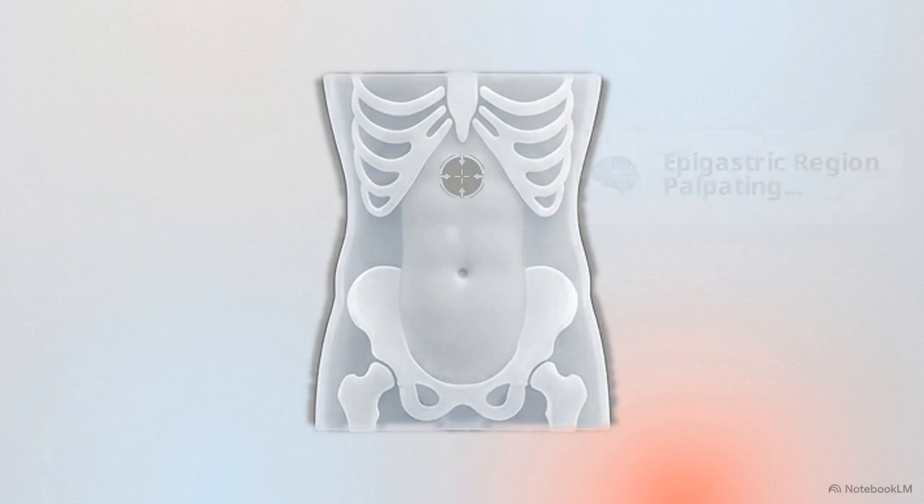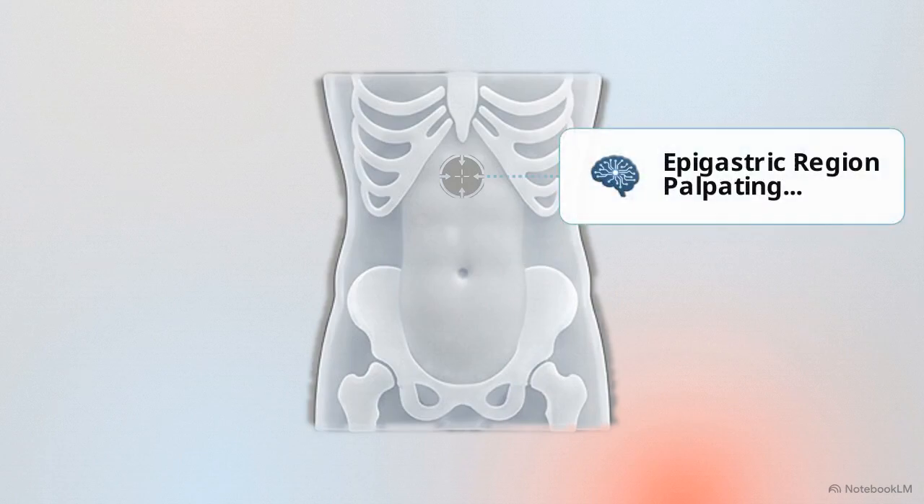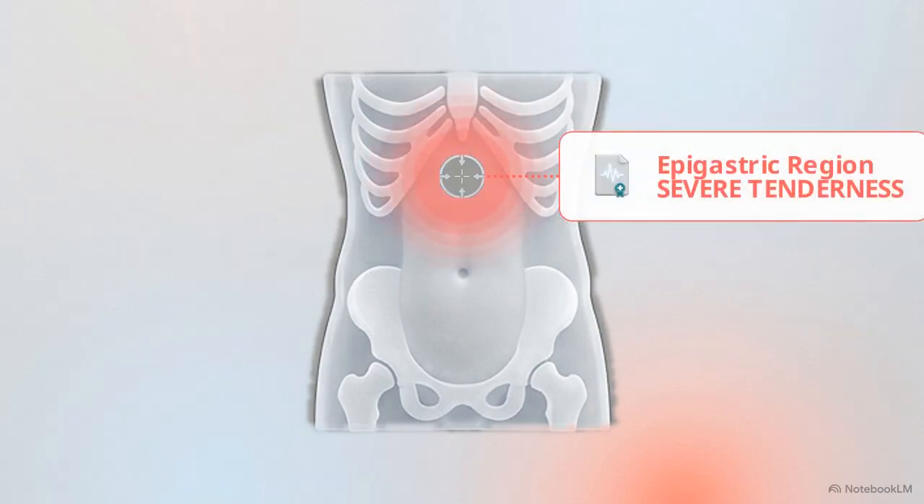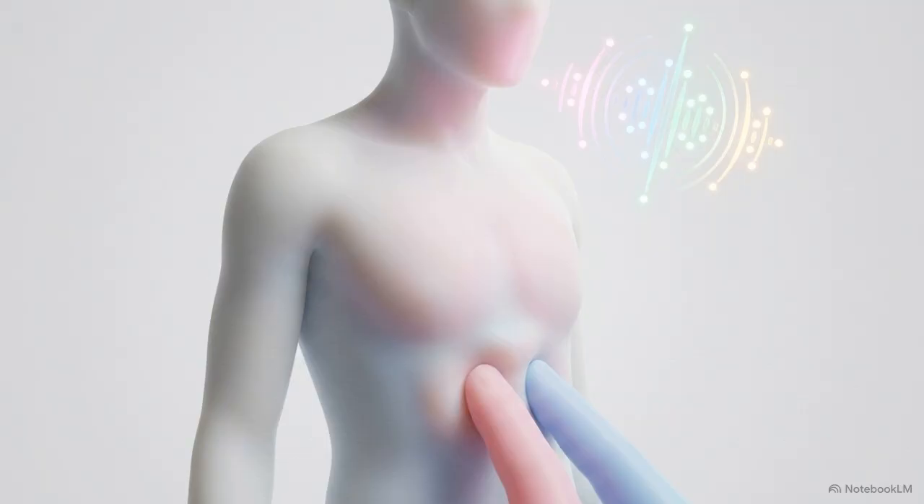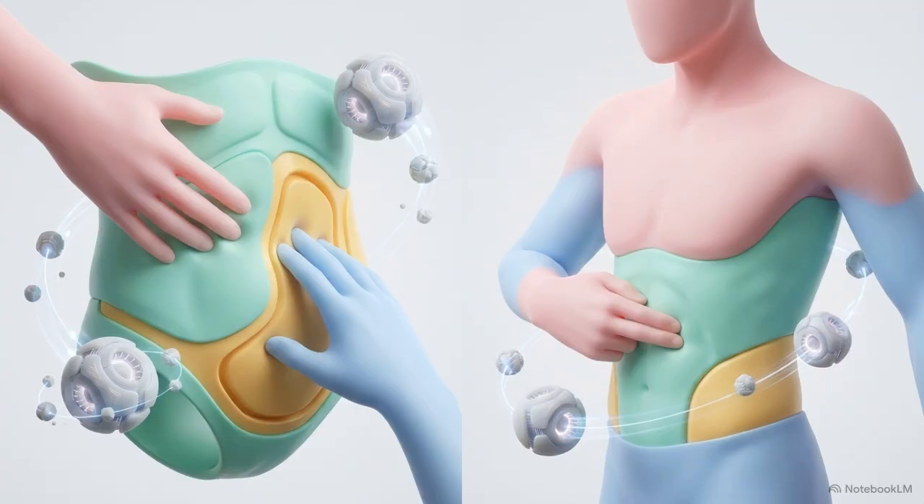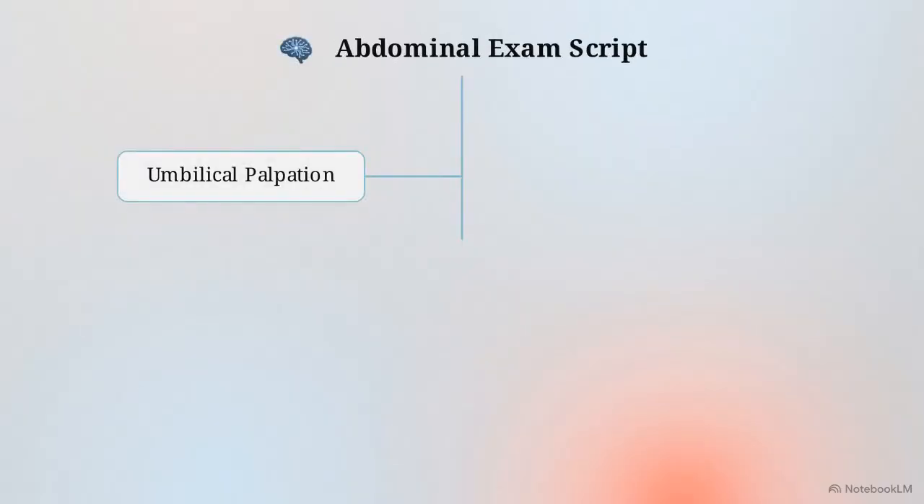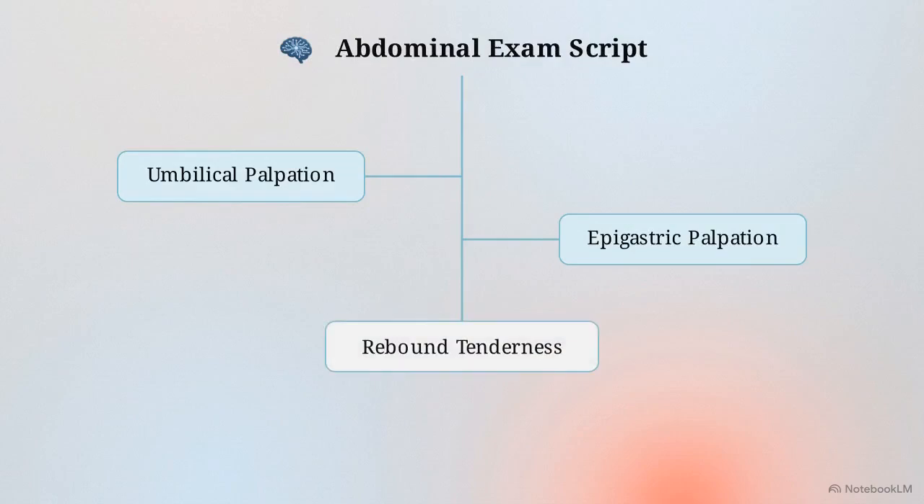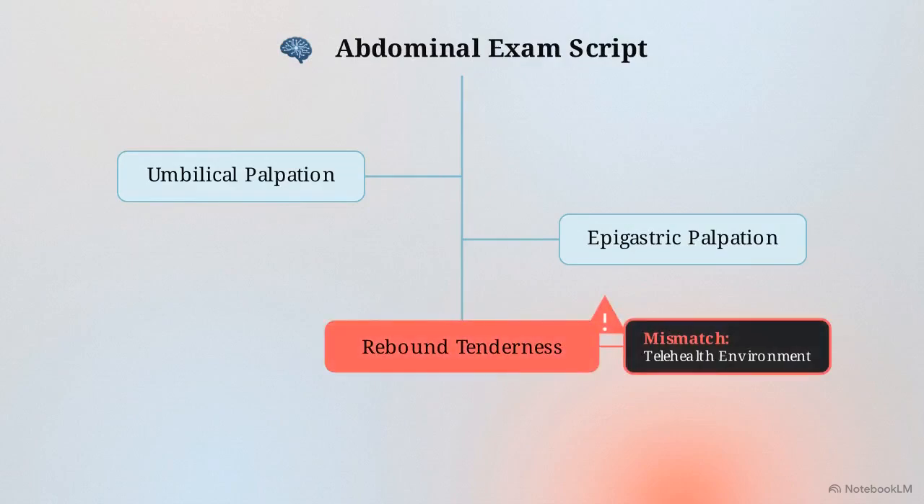When the patient reports no pain at the belly button, the system shifts the targeting reticle. It instructs the patient to palpate the epigastric region, just above it, where the patient confirms severe tenderness. The AI then tests for rebound tenderness, asking the patient if the pain is worse when they press down or when they let go. While checking for rebound is standard in a clinic, it is rarely attempted via telehealth, suggesting the model is following a rigorous clinical script that may not fully account for the limitations of a remote setting.